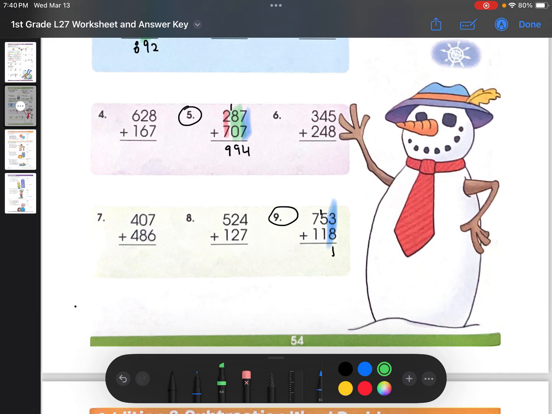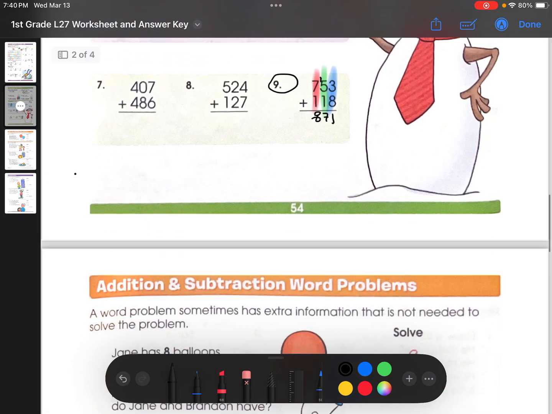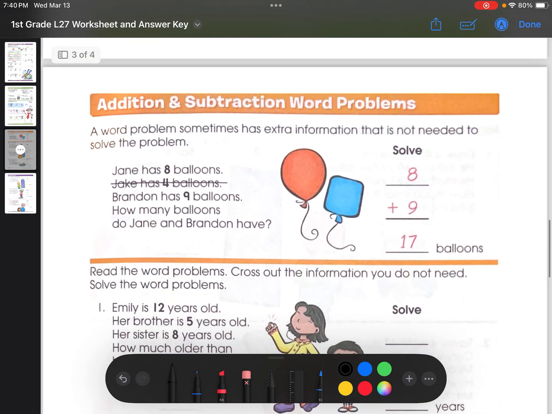So then when we do the tens place, 1 plus 5 is 6, and then 6 plus 1 is 7. So 7 goes in the tens place. And then the hundreds place, 7 plus 1 is 8. So the answer is 871. It's quite simple. You guys got it.